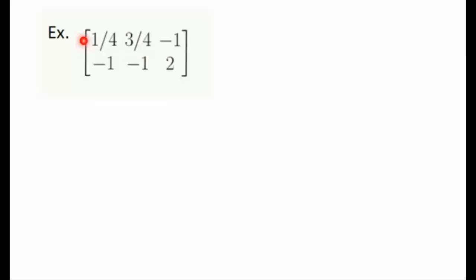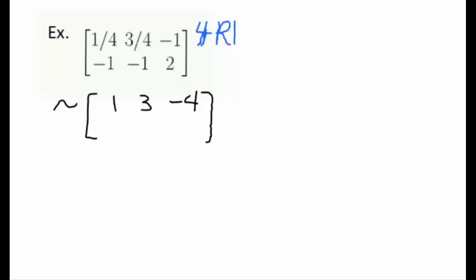Okay, so first things first, take a look at your first row and see if you can figure out an elementary row operation that's going to change this 1/4 into a 1. The first operation we're going to do is 4 times row 1. And when we do that operation, we end up with a new matrix that looks like this. We'll get 1/4 times 4, that's 1. 3/4 times 4, that's 3. And negative 1 times 4 is negative 4. Now we haven't made any changes to row 2, so I'm just going to copy down row 2, that's minus 1, and 2.